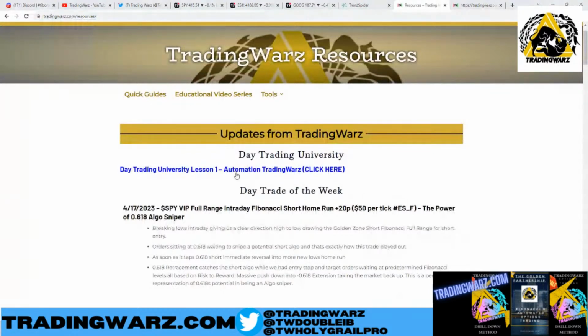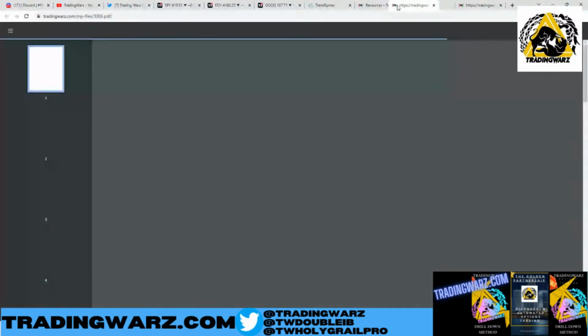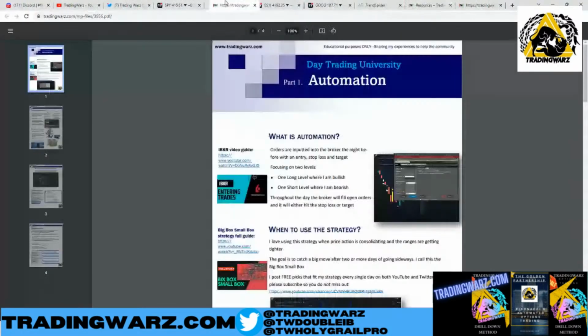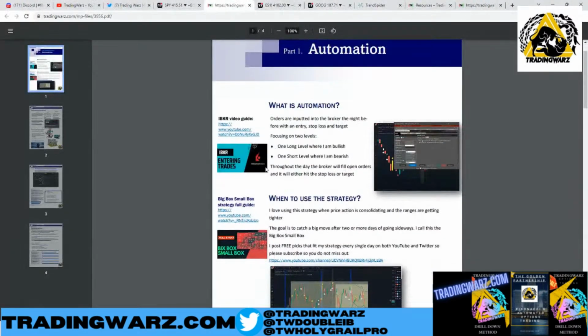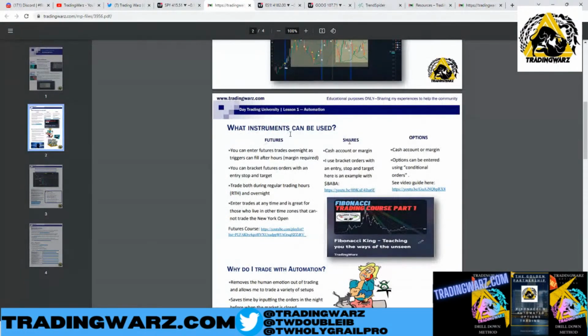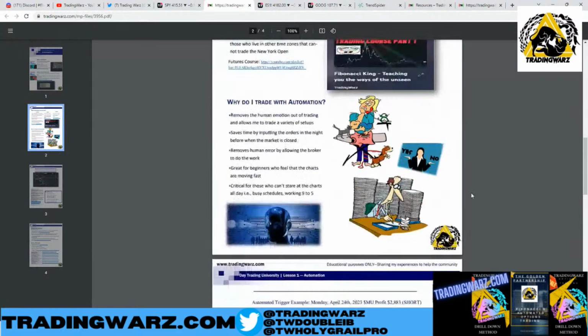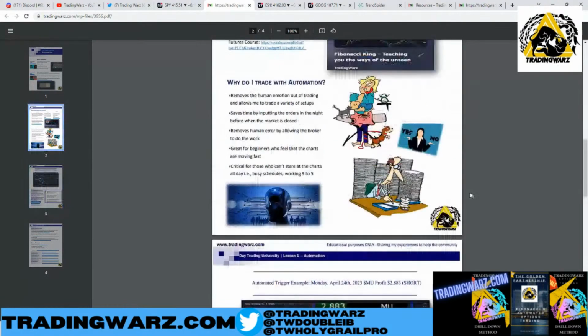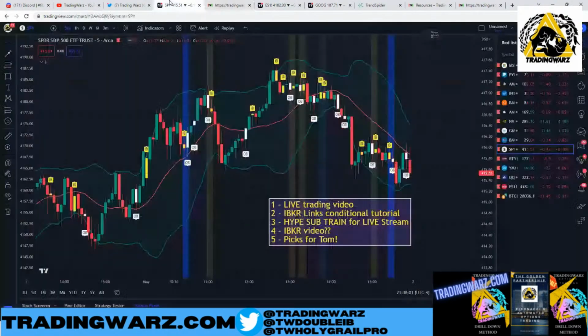So what I wanted to do today is talk about this automated trade on SPY that we took in the morning. On SPY, we use the automation today, and we use futures/shares, did not use options. Again, the main reason we want to do this type of trading is so that we can become fully automated and we don't have to stare at the chart all day and the broker can do the work.